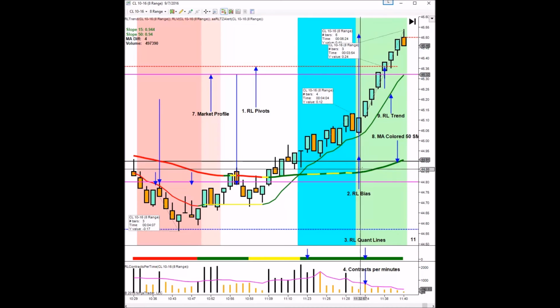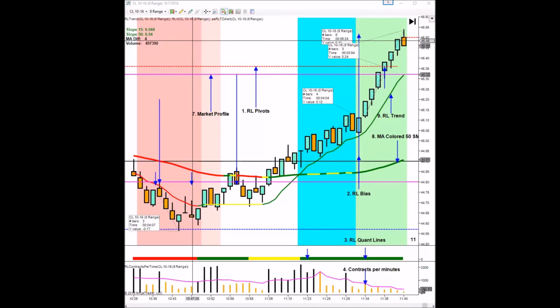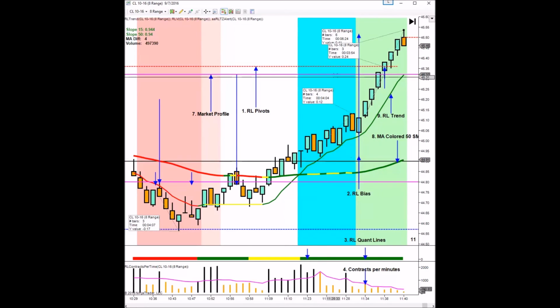Now you can take the trades in 2 ways. Now in order to show you this, I'm going to bring in a different crude chart. In fact, hang on one second. Actually, I'm going to do it here. Well, I can't. Hang on one second.